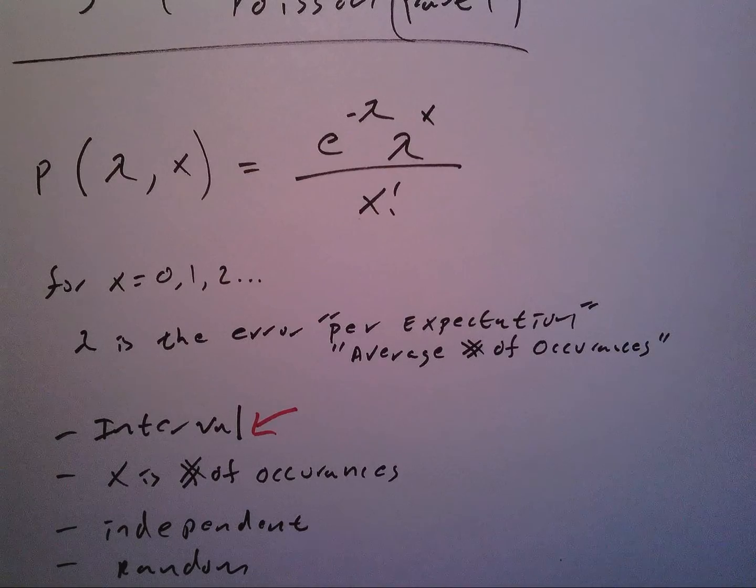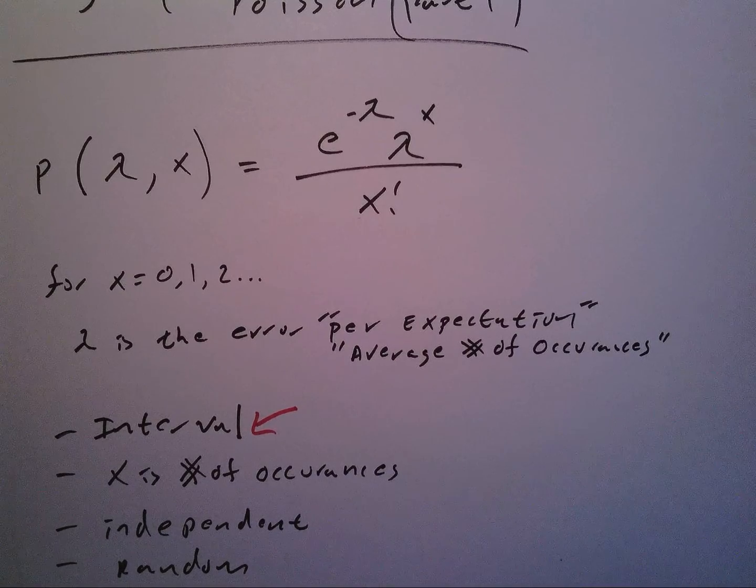Now, it needs to be independent and it needs to happen randomly. If you're thinking about a machine that makes cloth and you're counting the number of mistakes, it can't be that a specific roller keeps turning out the same mistake in the same place. Then it wouldn't be random. It has to be random occurrences of things happening over a certain interval.